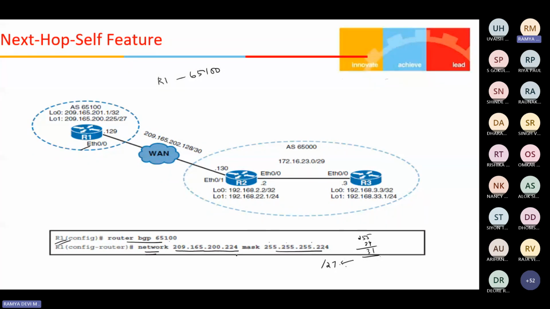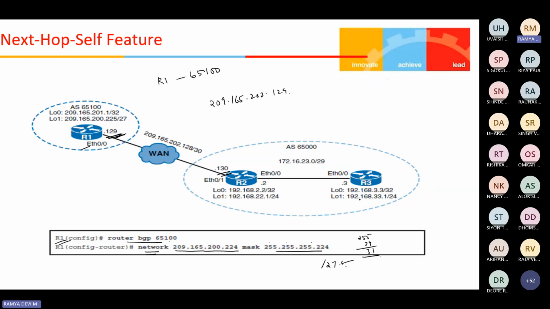So in that case, R3 will receive the route with the next hop equal to, what is the next hop value? The next hop value will be set to R1's IP address. So what is R1's IP address in this case? 209.165.202.129 will be R1's IP address, right? So without changing, the next hop will be set to 209.165.202.129. So 130 will be R2's address and R1's address is 129.